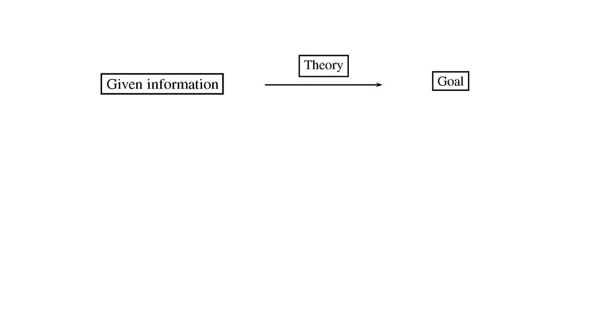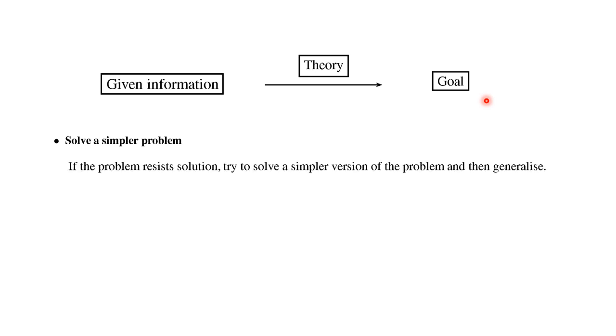So schematically, you identify the goal. You make sure you've got all of the given information, develop or find or recall the appropriate theory, which is going to lead you from the given information to the goal. Just for some extra tricks and hints, if you've got a fairly complex problem, very often you can pose a simpler problem, which is similar to that one, and see if you can solve the simpler one and then generalize to the one that you're considering.